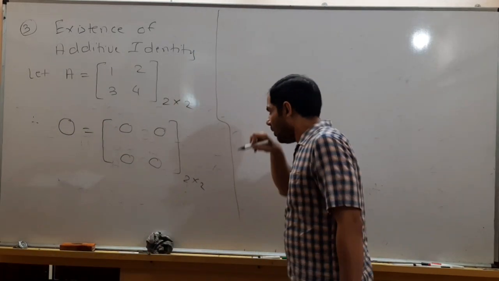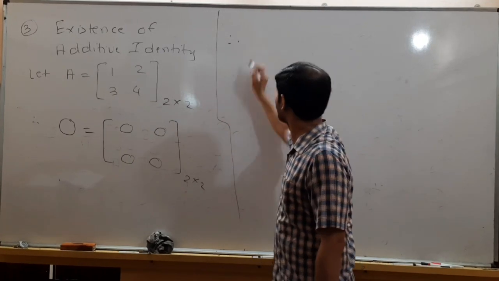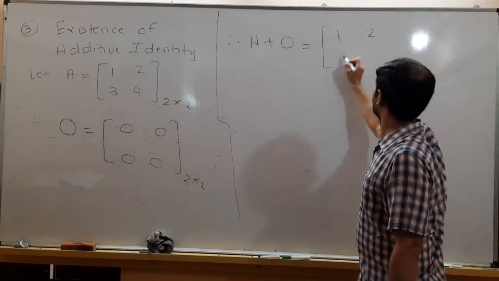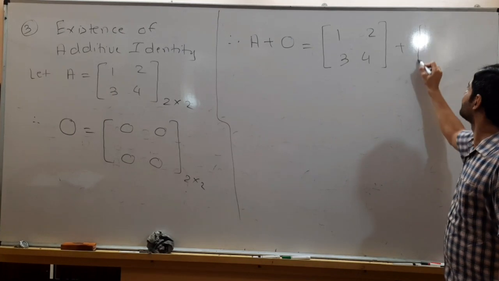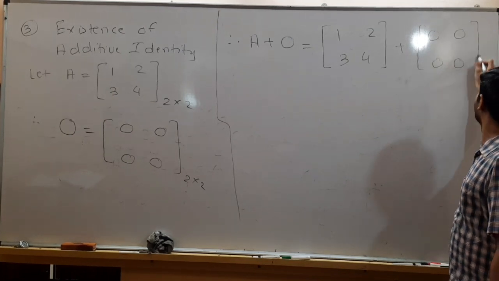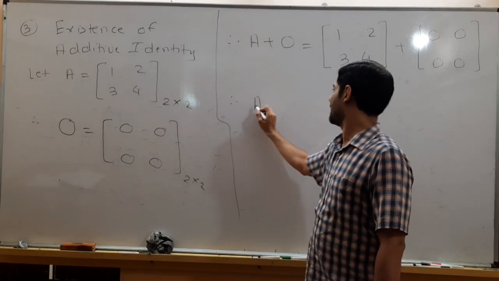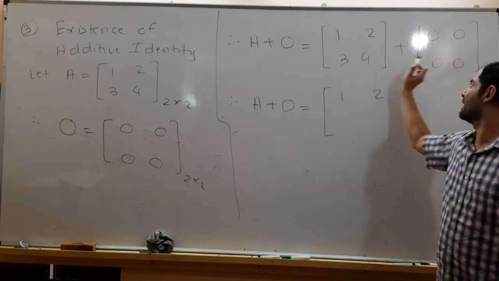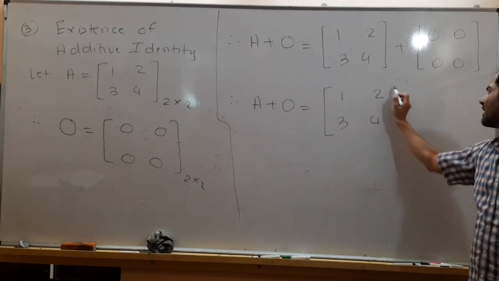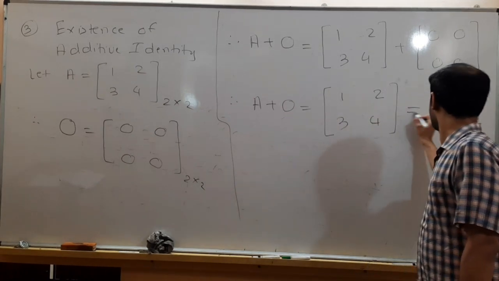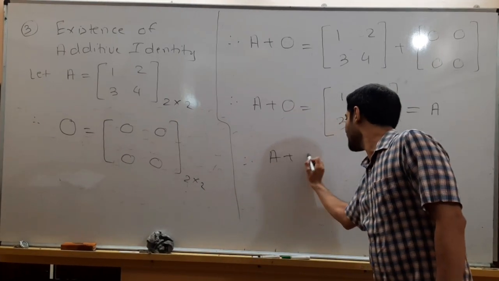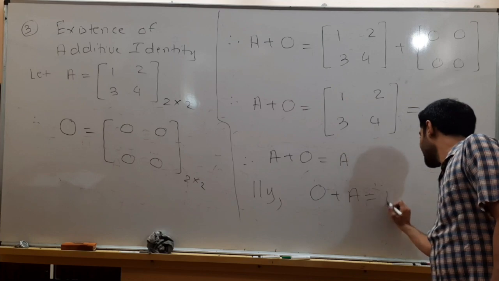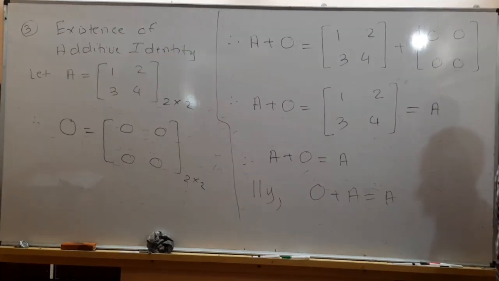Now, A plus O will be 1, 2, 3, 4 plus 0, 0, 0, 0. What do you end up getting? Adding the respective elements, A plus O will give me 1 plus 0, 1; 2 plus 0, 2; 3 plus 0, 3; 4 plus 0, 4. What do I end up getting? A only. So, A plus O is A. Similarly, O plus A is A. This is, I think, obvious to you. You know it.